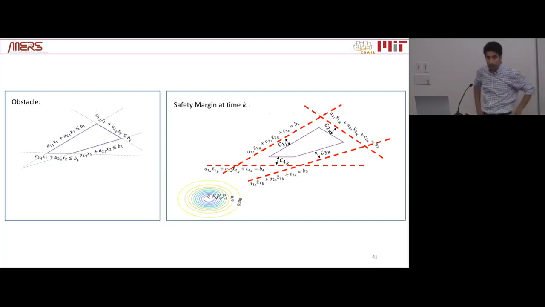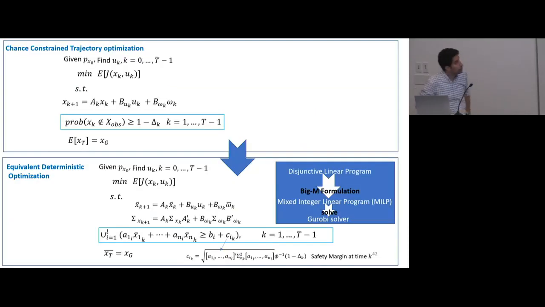and larger obstacle. So in short, to solve this trajectory optimization, we need to solve this linear deterministic optimization involving disjunctive constraints. And we can solve this problem efficiently. We can, for example, use big M formulation and reformulate it as a mixed integer linear program, MILP. And we can call, for example, Gurobi and solve it efficiently.